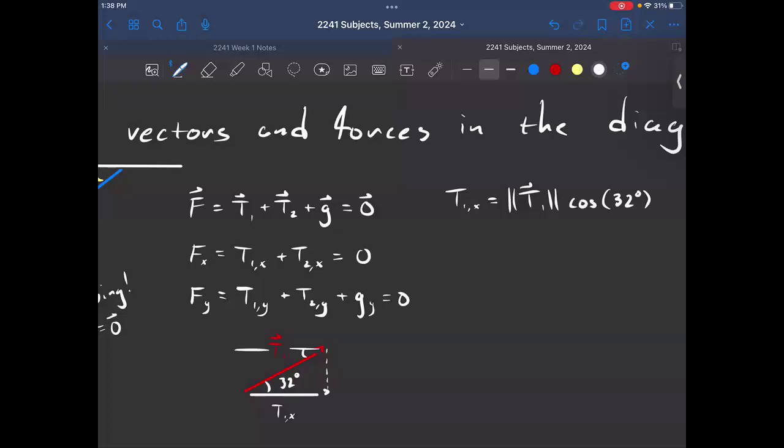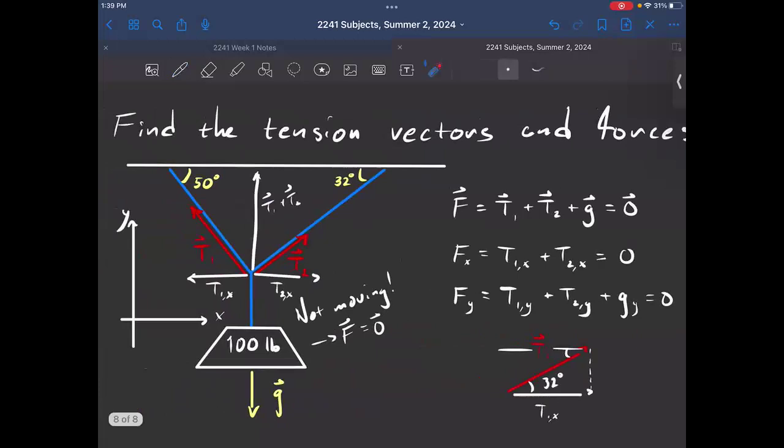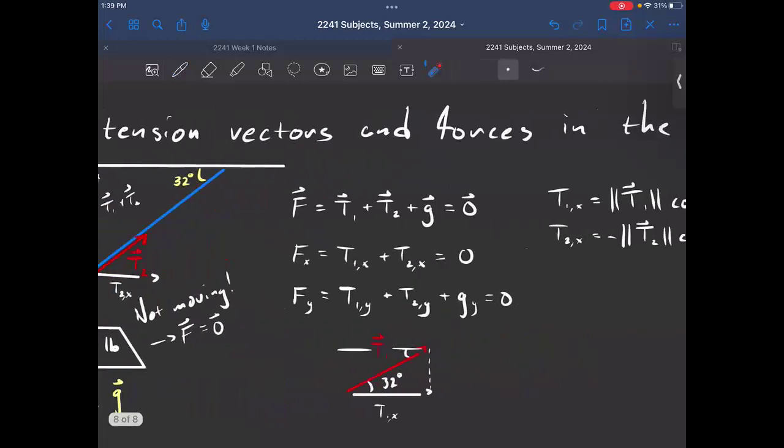Okay, and similarly, we can write down the T2x as the norm of T2 times the cosine of 50 degrees, except negative. Why is that? Because if I look back at my diagram, oh shoot, I mixed that up. T1 should be negative and T2 should be positive. So let me switch this diagram a little bit.